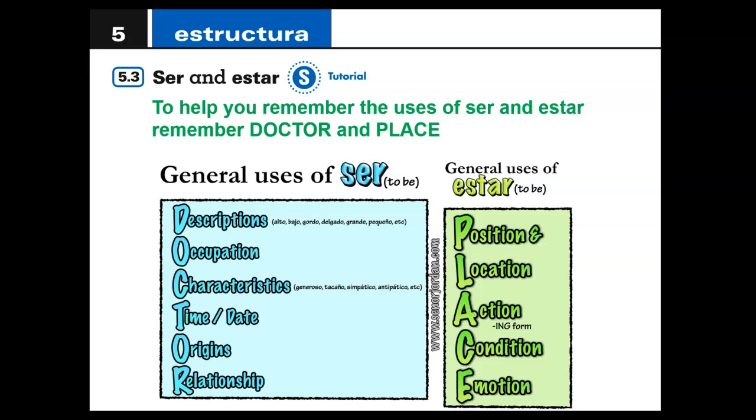Well, and remember, there's two acronyms that we use in Spanish to help you guys learn Spanish and knowing the differences between ser and estar. One's called doctor and the other one's called place. And if you look here in your notes, you'll see that ser uses doctor. So I always think of, I want to be a doctor. If I'm going to use doctor, I'm going to use ser. And again, it's describing descriptions, alto, bajo, gordo, delgado, grande, pequeño, etc. Occupations. For example, soy profesora.